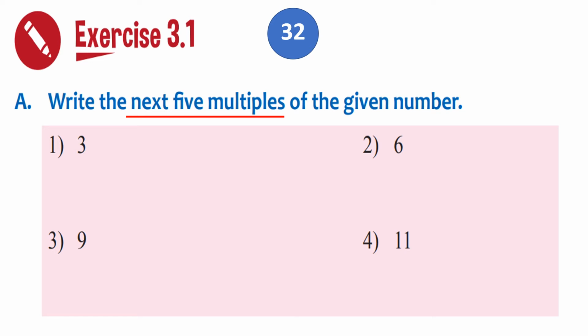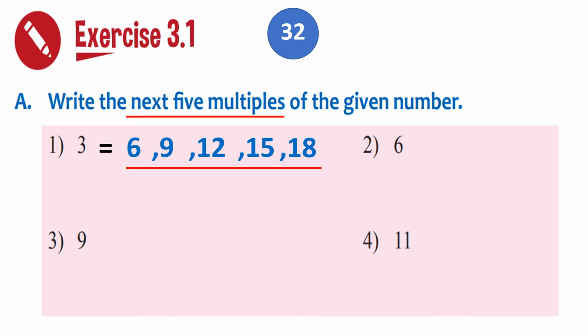Number 1, 3. The next multiple of 3 is 6. Why? 3 times 2 is 6. Next is 9. 3 times 3 is 9. Next is 12. 3 times 4 is 12. Next is 15. 3 times 5 is 15. And the last is 18. 3 times 6 is 18. 6, 9, 12, 15, 18 are the next 5 multiples of 3. This is your answer.